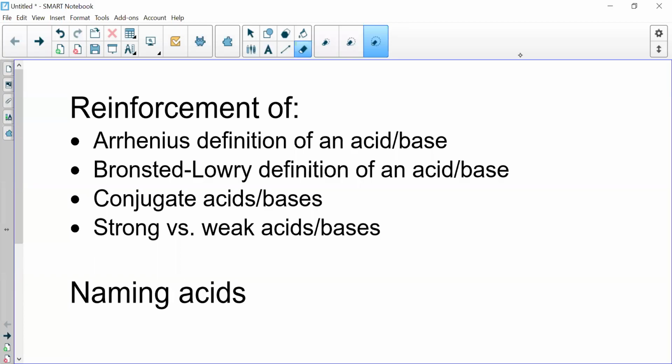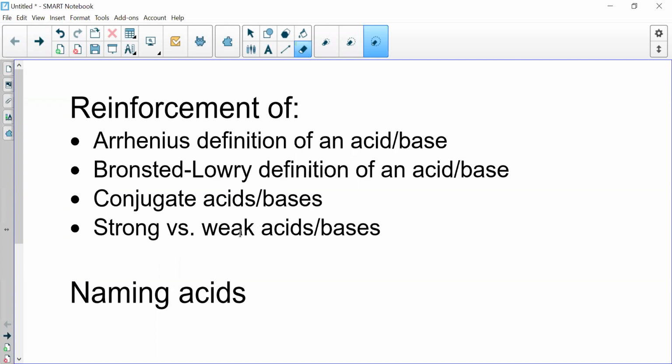Hi everyone, Mr. Sobolewski here, and in this video I'm going to be reinforcing what Mr. Lucy was talking about in his video. So the Arrhenius definition of an acid, the Bronsted-Lowry definition, conjugate acids and bases, and strong versus weak acids and bases. And then I'm going to introduce naming acids, which is a fairly simple concept.